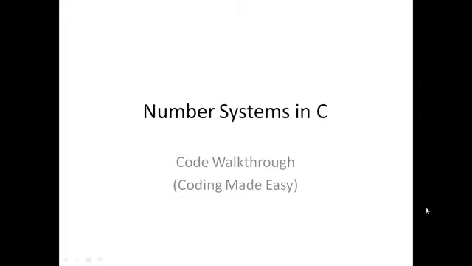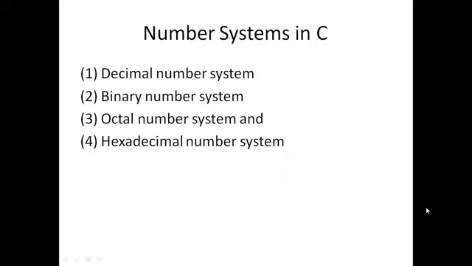Today we are going to see a very basic concept in C, the number systems in C, and how we are going to represent numbers. Basically there are four types of number system: the decimal number system, binary number system, octal number system and hexadecimal number system.